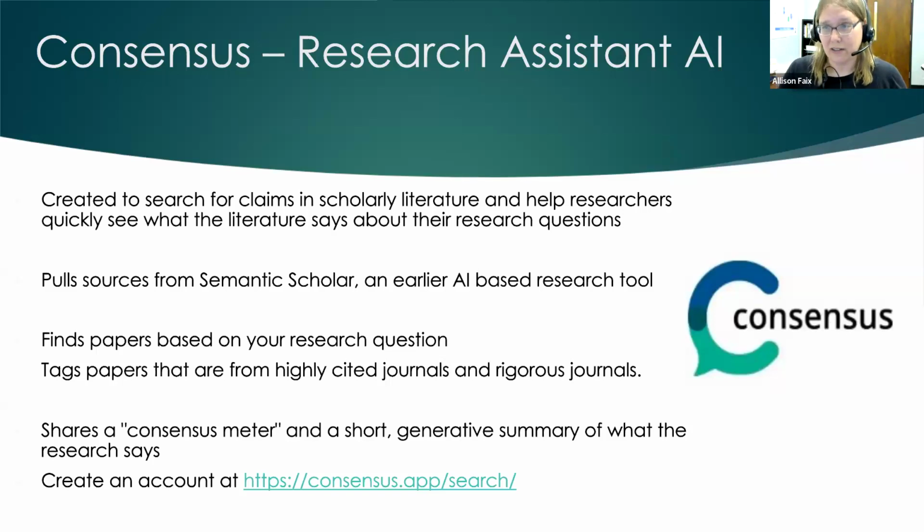The corpus it's using is Semantic Scholar, which is an earlier AI-based research tool. And it's good to know that most of the articles it's pulling from are in the sciences or social sciences. It will find papers based on your research question. It will tag articles that it thinks are from highly cited journals or rigorous journals. And it does a little visual trick where it shows you a consensus meter that sort of summarizes the answer to your question in a visual way, if you ask a yes or no question. And you can create an account at consensus.app/search.